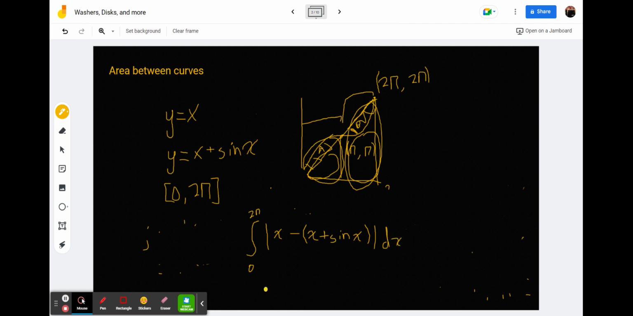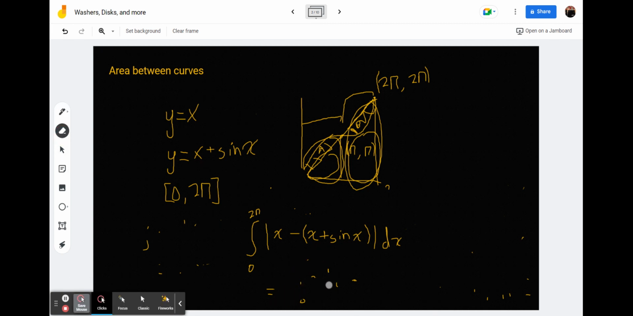And the way we got this is it's the absolute value of the integral from 0 to 2 pi of x dx minus, sorry, so the way we got this is that, just give me a second.